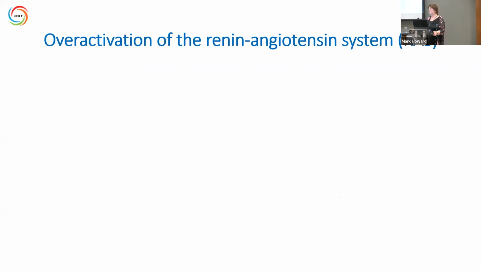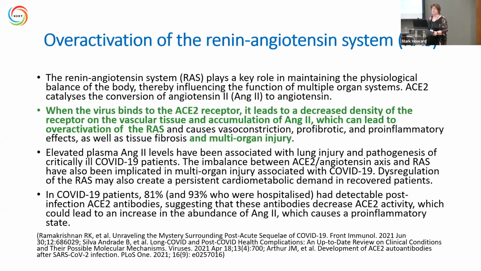Then we've got overactivation of the renin-angiotensin system. We know the virus binds to the ACE2 receptor. This leads to a reduction in the active ACE2 receptors. These are the ACE2 receptors I'm talking about here on the vascular tissue. This leads to accumulation of angiotensin 2, and that leads to overactivation of the renin-angiotensin system and multi-organ injury. So that's not very helpful either.